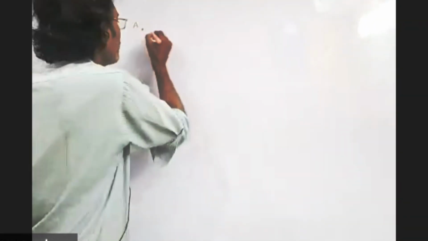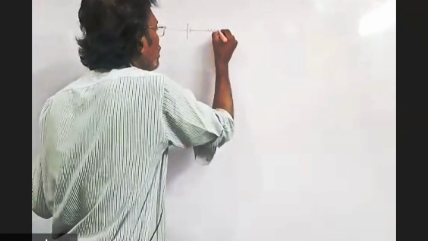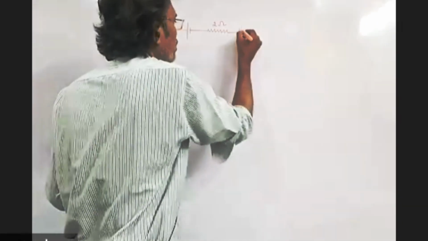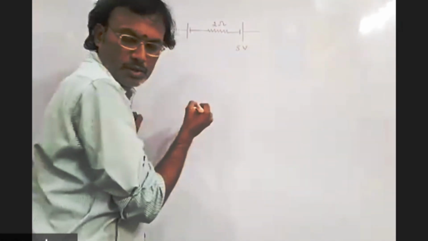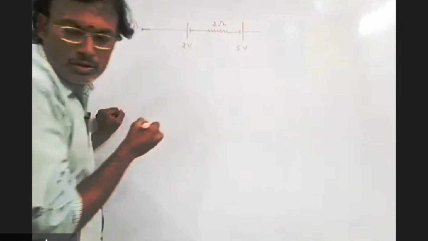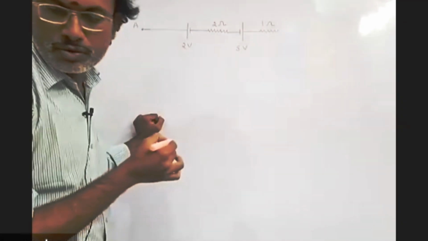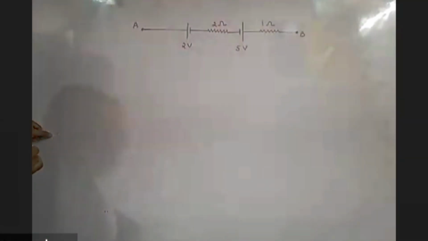The potential difference between the points A and B is, and this is the point A, positive terminal, negative terminal, 2 ohm resistor, this is 5 volt, and this is given as 2 volt and 1 ohm. This is point B. Current is 1 ampere.